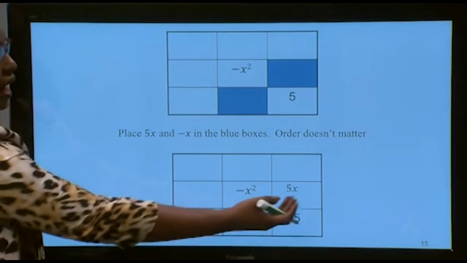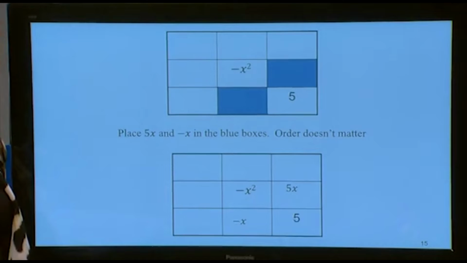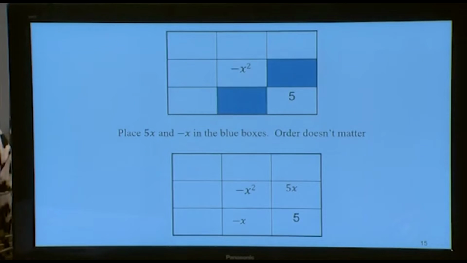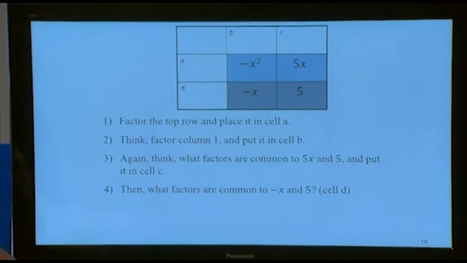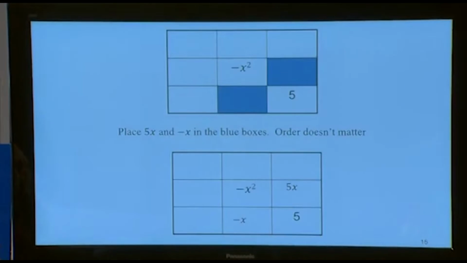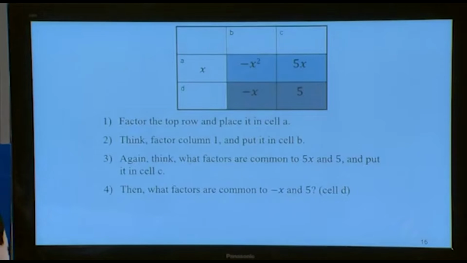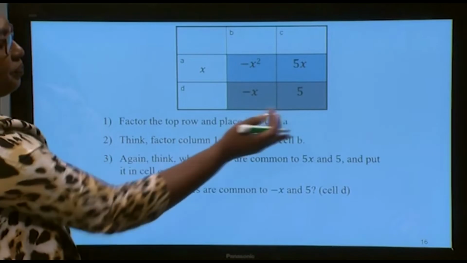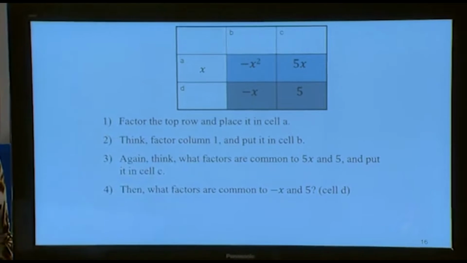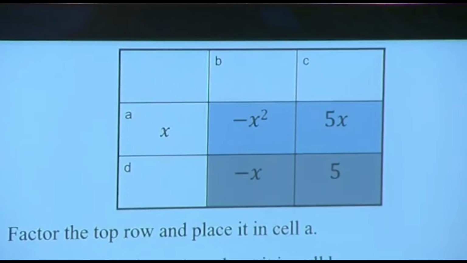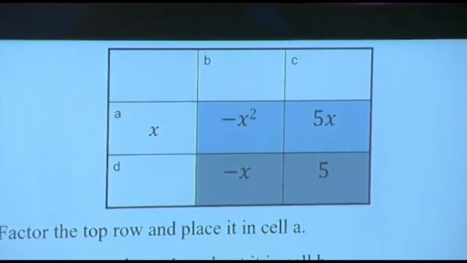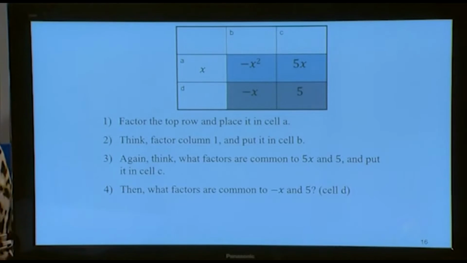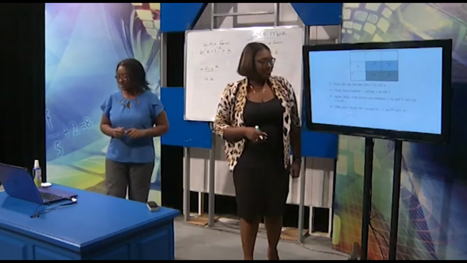Now let's look at row 1: negative x squared and 5x. Do they have anything in common, Karima? I see x. You see x in common. That is correct. Now let's look at row 2: negative x and 5. Do they have any factors in common? Well, 5 is prime, and I don't see any x, so it must be 1. Yes, negative 1x. Oh, thank you. Need to pay attention to those negative signs.